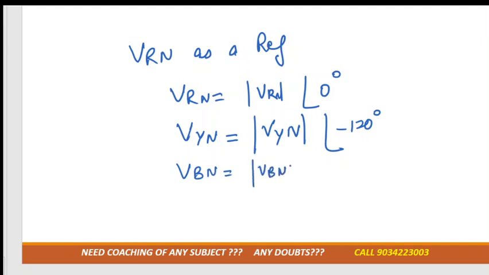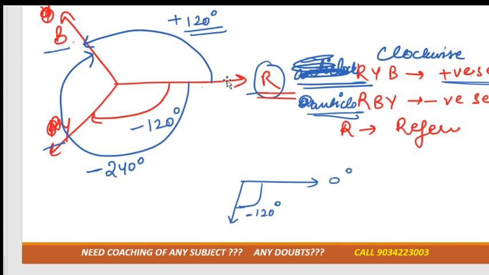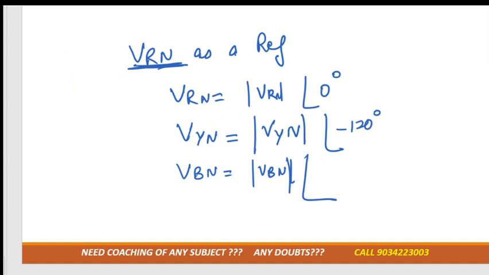Next we'll take VBN. Again the magnitude VBN. Again the reference is RN. So the angle would be between R and B. If we take it from the downward side, it is minus 240. If we take it from the upward side, then it is plus 120. So we can write down both: minus 240 degree, or we can write down VBN with angle 120 degree, that is of plus.